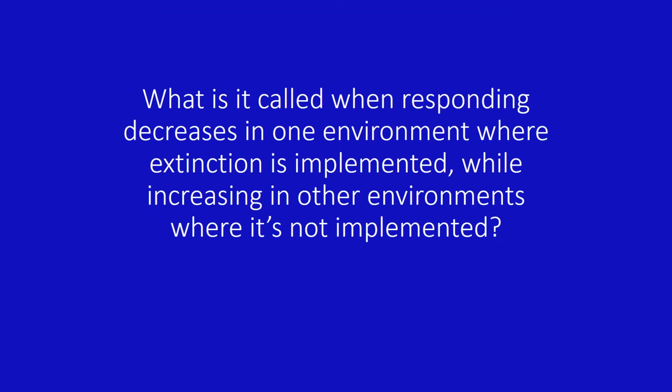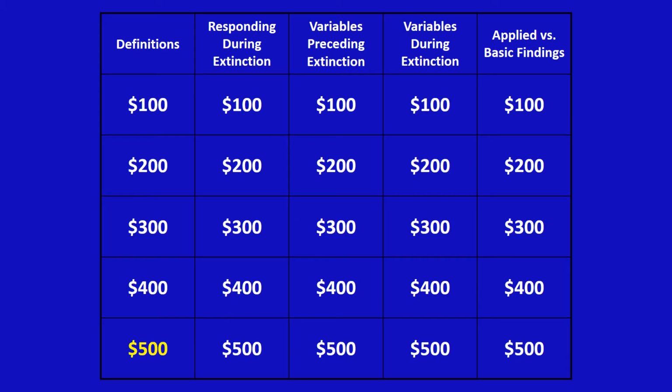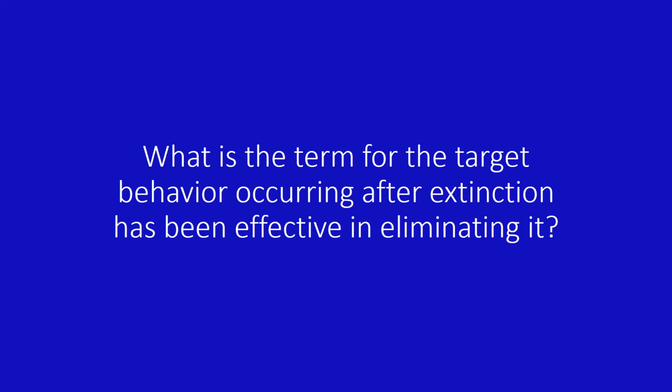What is it called when responding decreases in one environment where extinction is implemented, while increasing in other environments where it's not implemented? This is called behavioral contrast. What is the term for the target behavior occurring after extinction has been effective in eliminating it? This could be called spontaneous recovery or resurgence.